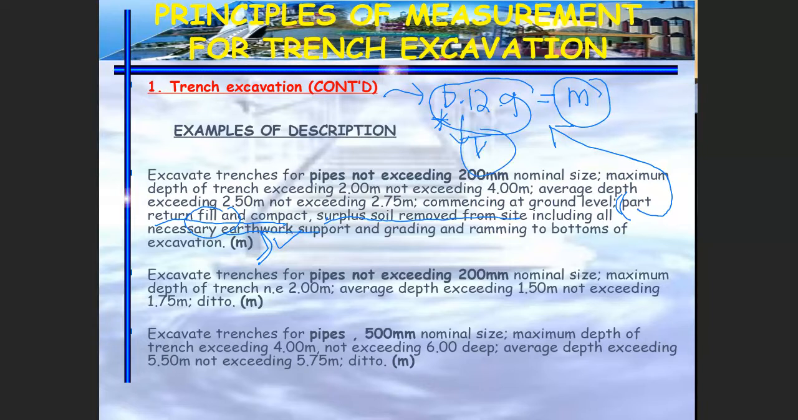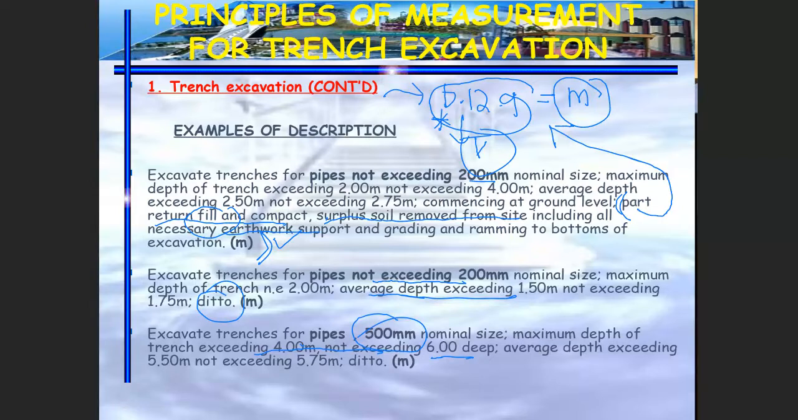Okay, so the difference between the first one and the second one is only the category of the pipe. The first one not exceeding 200 mm, and also the difference in terms of the average depth. Because the last sentence is similar, you can write down the detail. And the third example here shows that the maximum depth range is different from 4 meter to 6 meter, and the depth range is also different in terms of average depth. Okay, this is for the bigger category. That's why you have to measure separately.